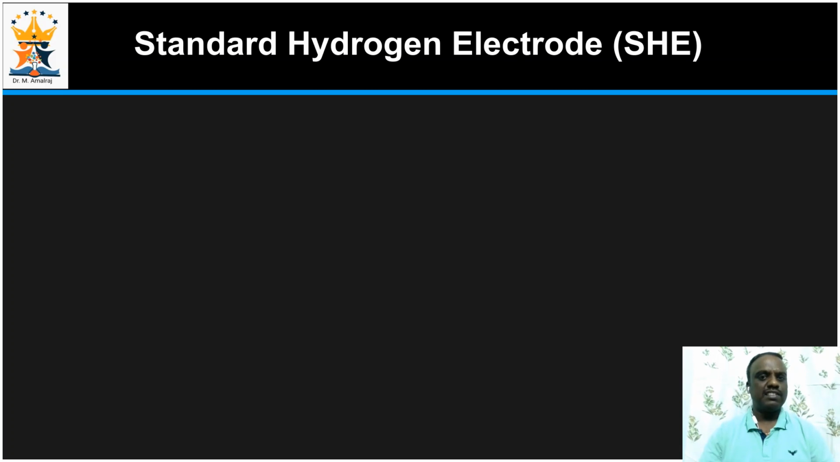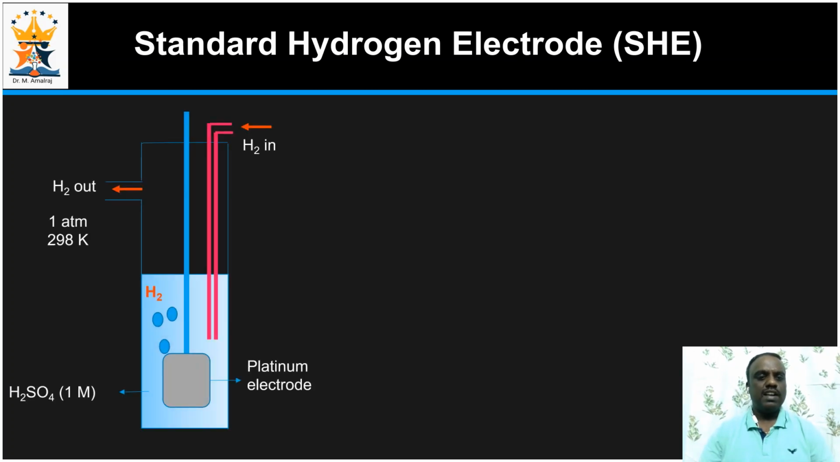And this is the representation of standard hydrogen electrode. In this, a platinum electrode is immersed into a solution of 1 molar sulfuric acid, and hydrogen gas can be purged and can come out from the half cell. And the conditions are maintained as 1 atmospheric pressure and 298 Kelvin.